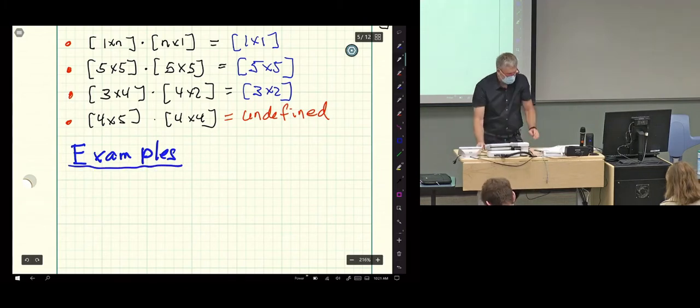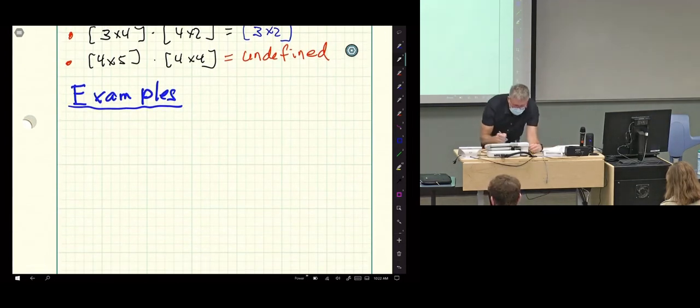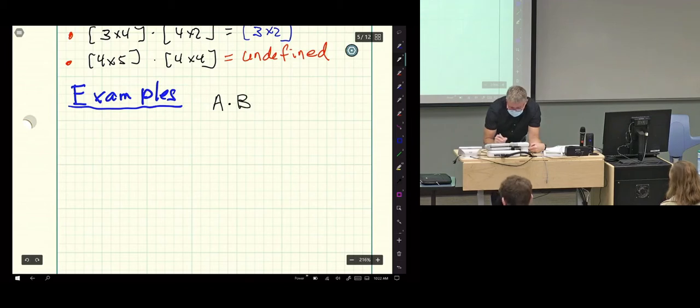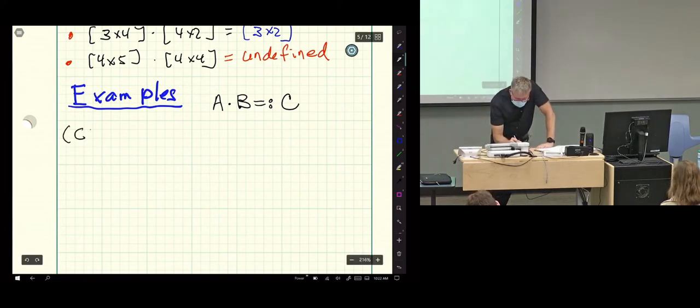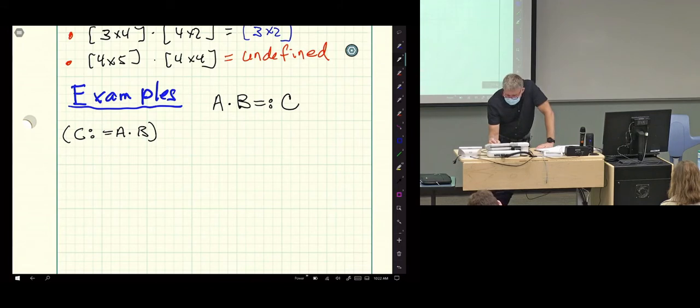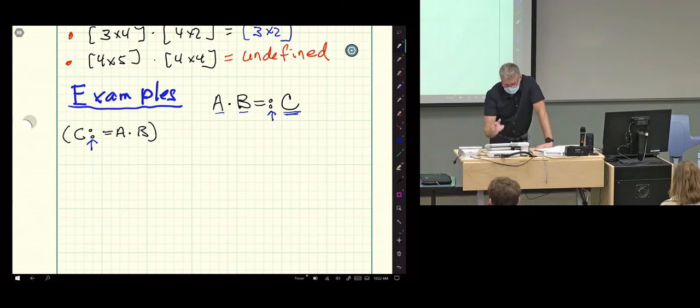Okay, so we'll just do some examples of multiplication, and then we'll write down the general formula, okay? So I'm going to define a matrix, A times B. I'm going to give you A and B. Then I'm going to define the matrix C. So this means C is by definition equal to A times B. So we've talked about this a little bit. The side of the equal sign where you put the colon means this is the new element, and A and B, you should know them. And I will give you A and B, and we will, from that, compute C.